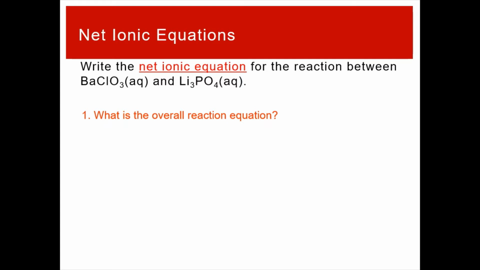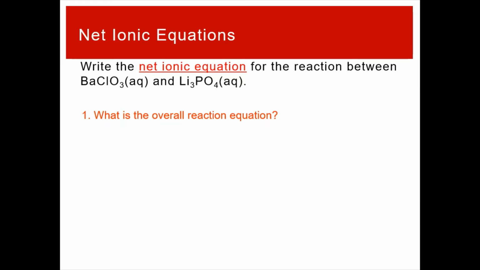So we can see that we want the net ionic equation. This is a chemical equation, so normally we could start with I want reactants, I want products. But for a net ionic equation, if you want to start with that, the question is going to be, what's the overall reaction? What is the overall reaction equation that you have?